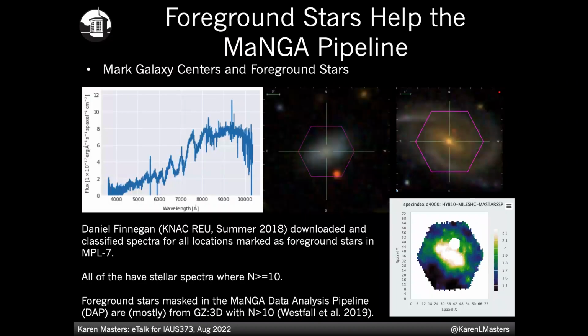Some examples of this being put into use. So the foreground stars that were marked in Galaxy Zoo 3D are in the MaNGA pipeline. They're actually masked out in the step that goes from the cube to these analysis maps, the data analysis pipeline. This was based on work from a summer student a few years ago, where we looked at the spectra of all of the Galaxy Zoo 3D marked foreground stars, and we decided as long as at least 10 people marked something as a foreground star, it was always a star. And so those are actually masked out in the MaNGA data pipeline.